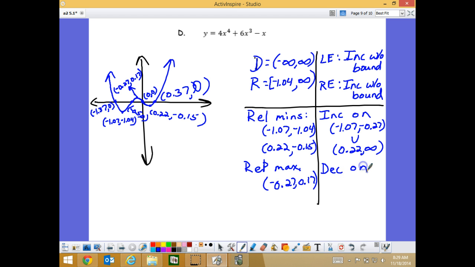And then, where is it decreasing? Decreasing is going down as we go to the right, so it's decreasing on this interval from negative infinity to negative 1.07. And it's also decreasing from here to here, from negative 0.27 to 0.22.